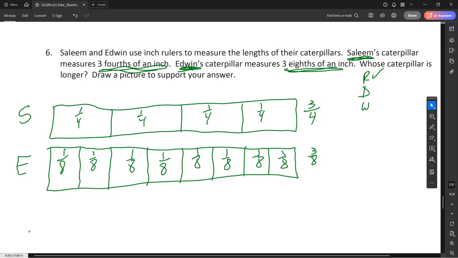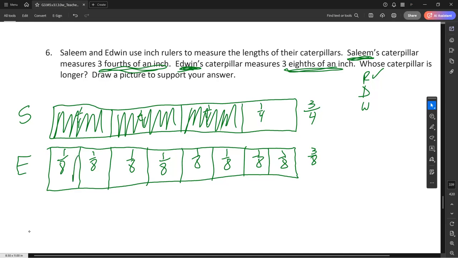So that's what I have to shade in. For Salim, it's 3/4, and for Edwin, it was 3/8. Okay, you can see 3/8 stops here, and 3/4 stops here. So which one is longer? Okay, so we drew. Now we have to write. All we're gonna write.